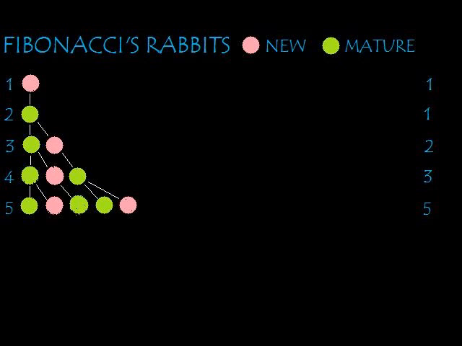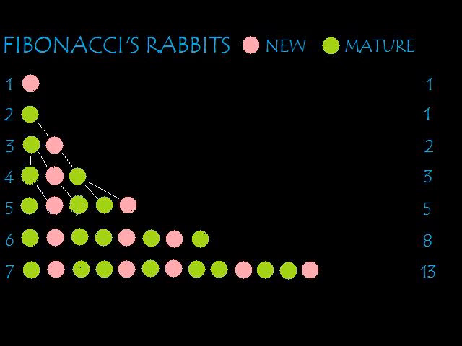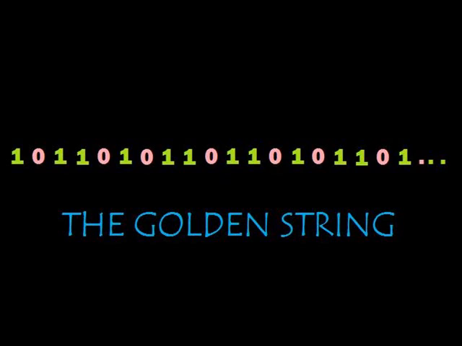If you continue this pattern, in the 5th month you have 5 pairs of rabbits, in the 6th month you have 8 pairs of rabbits, and in the 7th month you have 13 pairs of rabbits. To find how many pairs of rabbits you have after 12 months, you take the 12th term of the Fibonacci sequence, which is 144, to find that you have 144 pairs of rabbits. Oftentimes, this pattern of pink and green dots is replaced by a pattern of 1s and 0s. This is known as the golden string.